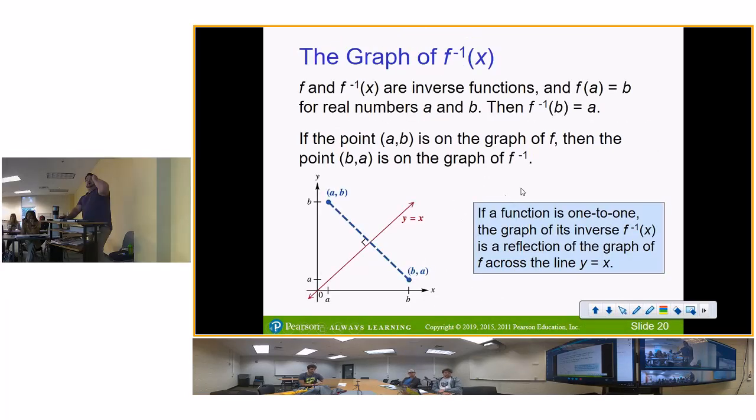And here's an example of the inverse of a line. What does the inverse of a linear always cause at the intersection? 90-degree angle, perpendicular, always.